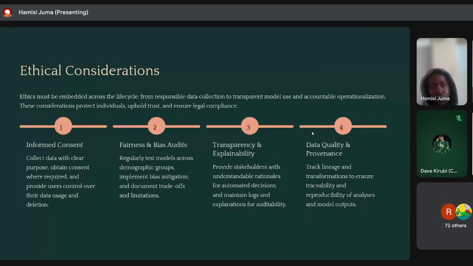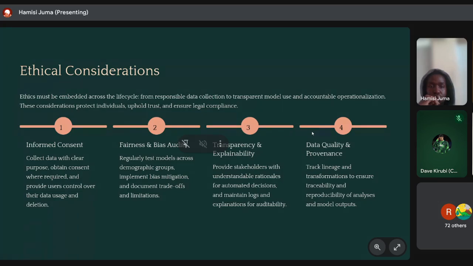Next, we have the ethical considerations, and ethics must be embedded across the life cycle from responsible data collection to transparent model use and accountable operationalization. The following are the considerations. These considerations protect individuals, uphold trust, and ensure legal compliance.